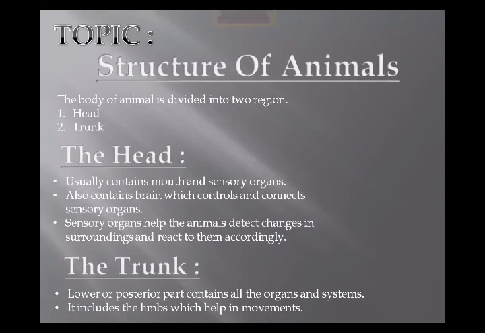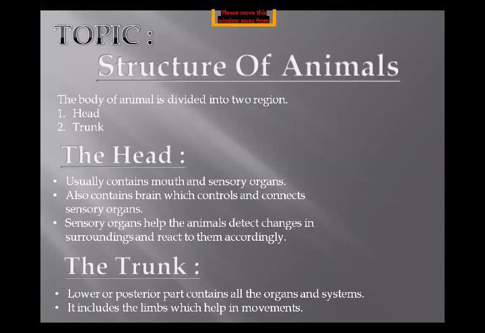And we also learned that the animal body is divided into head and trunk. The head contains the mouth, sensory organs, and brain. The brain controls the whole body with the help of the sense organs and some nerve cells. The trunk contains the posterior part, that is the organs and systems. It also includes the forelimbs and hind limbs. We learned that the head and trunk contain the skeleton: the hydrostatic skeleton, the exoskeleton, and the endoskeleton.